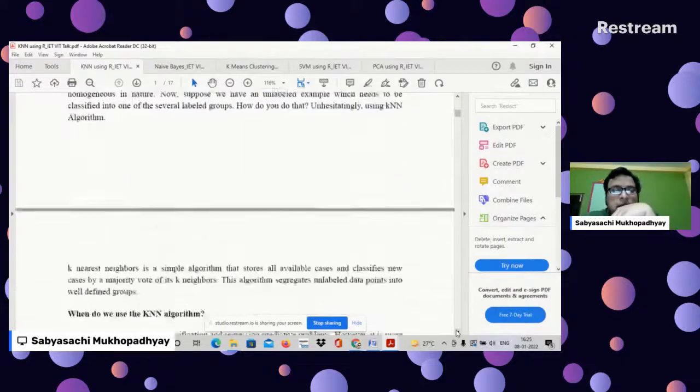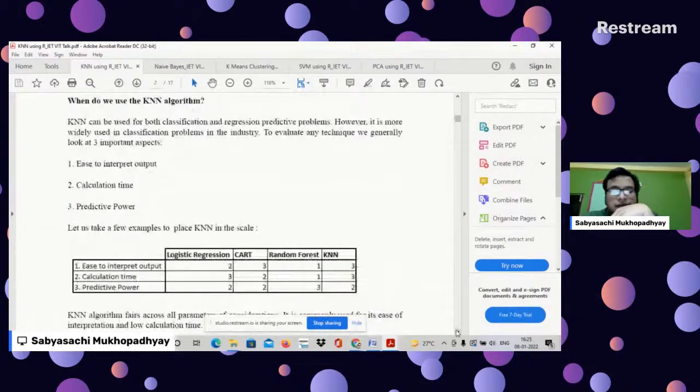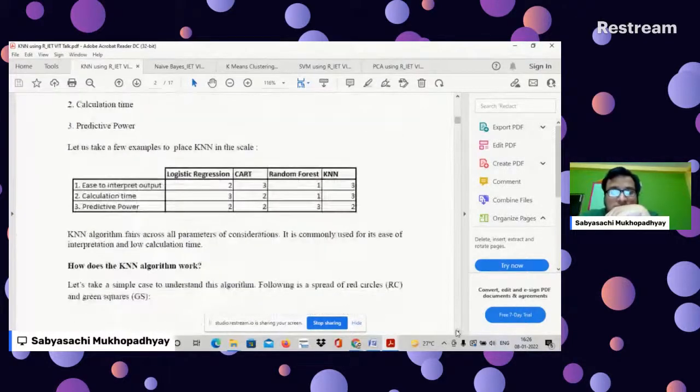In the KNN algorithm, you will have some labeled samples. How will it work? Now we have to see when we use the KNN algorithm. That is the first utmost thing you require to know: it can be used for both classification as well as regression. What are the very basic important aspects? Why is KNN so popular? First is the ease of interpreting the output, then calculation time, and another is predictive power. This is for comparison, to see how it is superior to other algorithms.